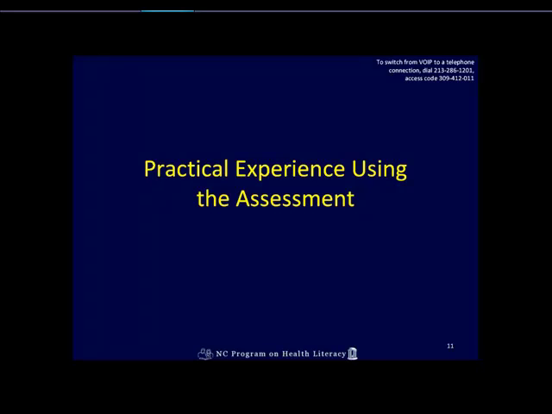So that's all I want to say as a way of introduction to the toolkit and the assessment. For the rest of this presentation, I'm going to go back and forth with Laura. And Laura, as Cindy mentioned, was one of our practices that participated in developing and testing this toolkit.